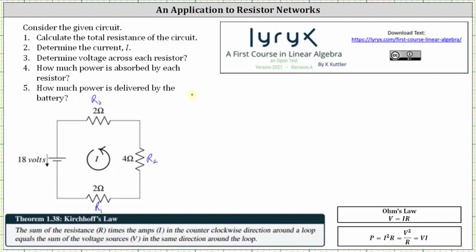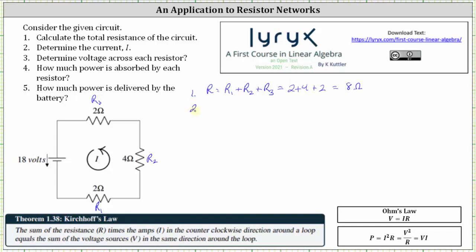For number 1, we're asked to determine the total resistance of the circuit. Because the current only has one path, to find the total resistance, we sum R sub 1 through R sub 3, which gives us 2 ohms plus 4 ohms plus 2 ohms, which is equal to 8 ohms. The total resistance of the circuit is 8 ohms.